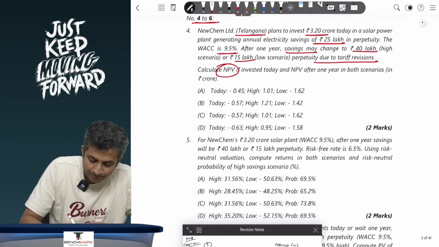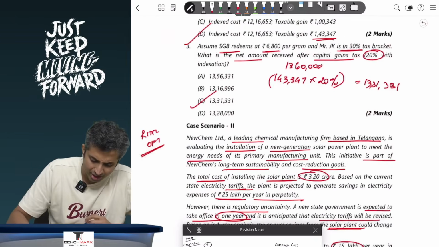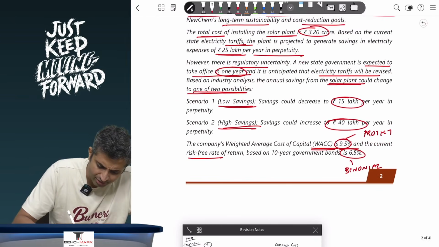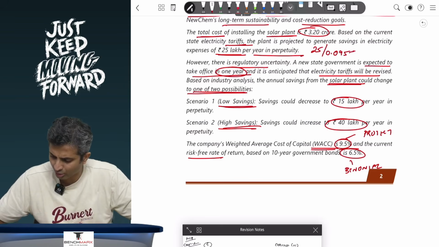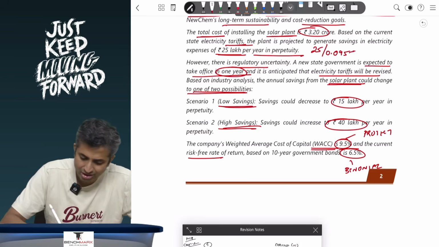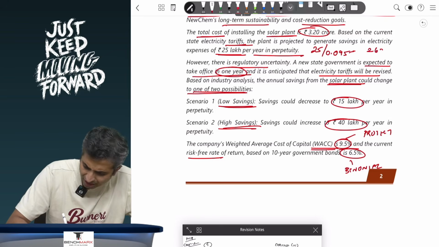Calculate the NPV if invested today. Okay, how will you find the NPV? Well, I will say 25 lakhs divided by 0.095. So this is 25 lakhs divided by 0.095. This is 263. Let's say this is in lakhs, 263.15.